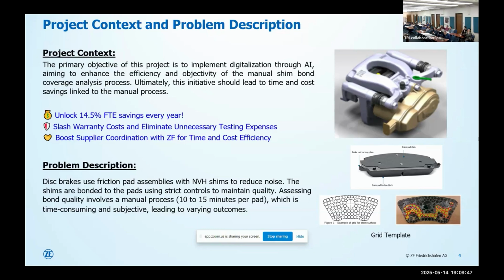If your bond quality is not good, your shim can debond during testing or during usage. We had a manual method using a grid template that you could see. Nothing wrong with that, but there are two issues. One is that it's very time-consuming, and it's also very subjective. If I look at it, I can come up with one answer, and another person can look at it and give a slightly different answer. So we definitely had a lot of inconsistencies there.